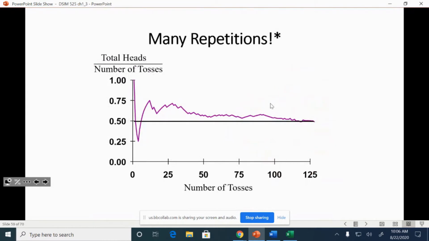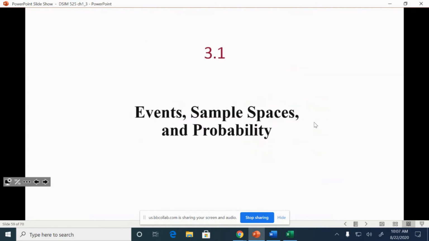So the way we know that is after many repetitions. We toss the first time we get a head, toss it the second time we get a tail, maybe we'll get 10 heads in a row. But over time, we'll see, due to the law of large numbers and the central limit theorem, that they will approach the probability of 50%.